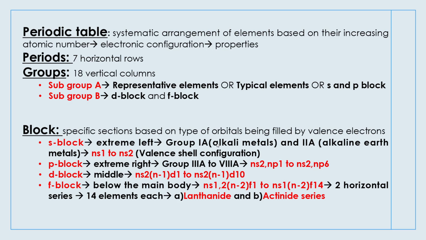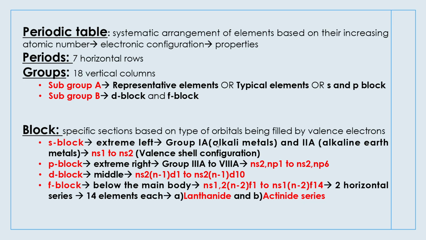F block is below the main body. In the f orbital, we can have a maximum of 14 electrons. So the valence shell configuration will be ns1,2 (n-2) f1 to ns1,2 (n-2) f14. The F block comprises two series and each series contains 14 elements. It means it has a total of 28 elements. The series are named lanthanide and actinide series as per their starting element.